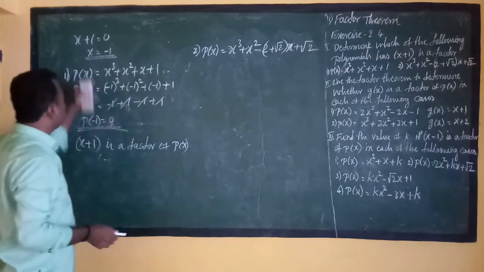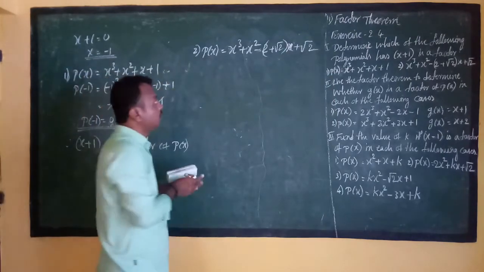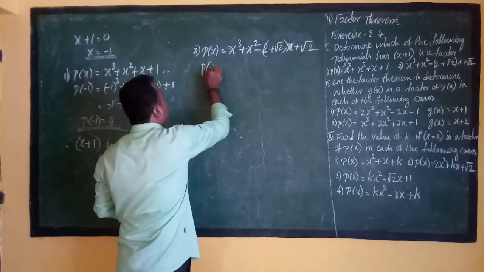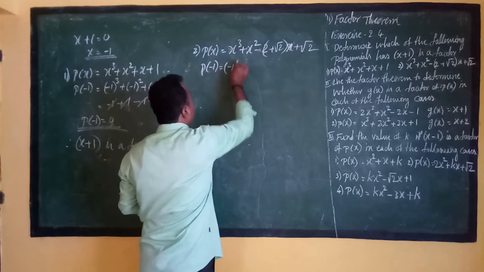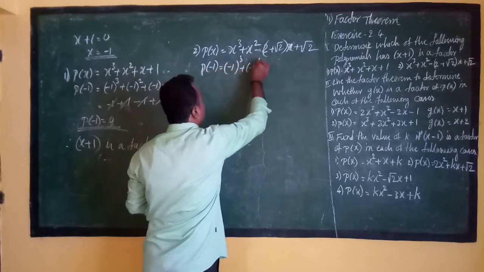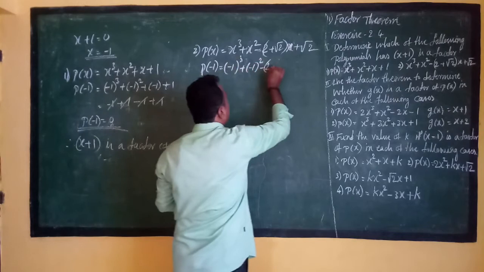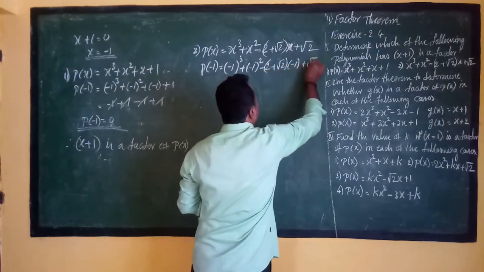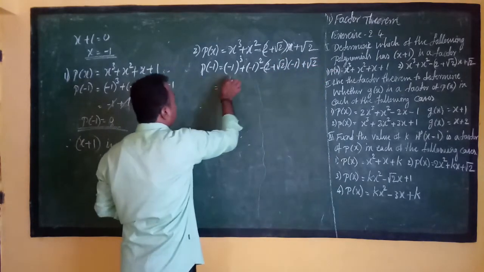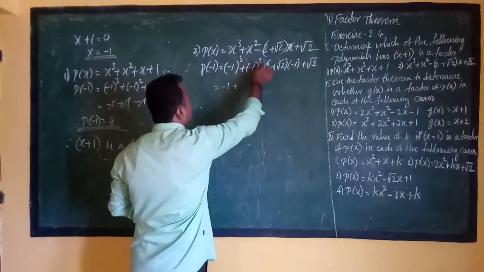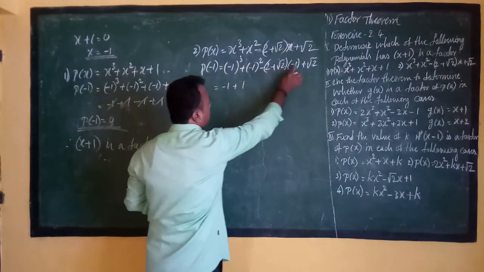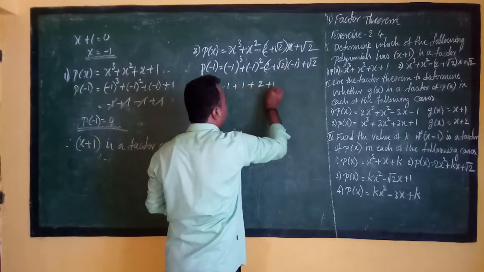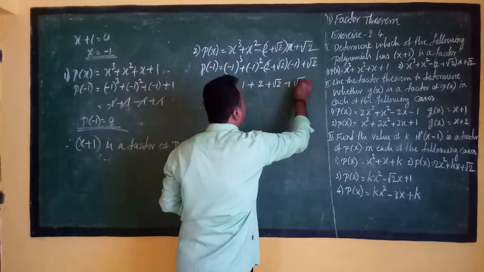Same x value we have to substitute here. P of minus 1 is equal to (minus 1) whole cube plus (minus 1) whole square minus 2 into (2 plus root 2) into x, means minus of (1 plus root 2). Then (minus 1) whole cube means minus 1, (minus 1) whole square means plus 1. Minus into minus, we have to multiply, plus 2 into 1, 2 plus root 2 plus root 2.